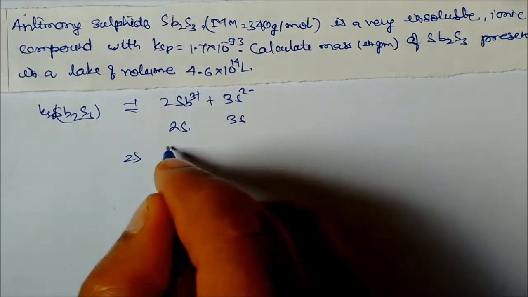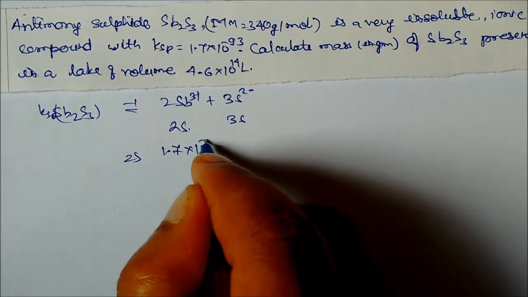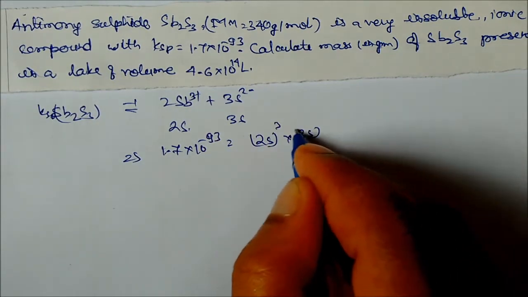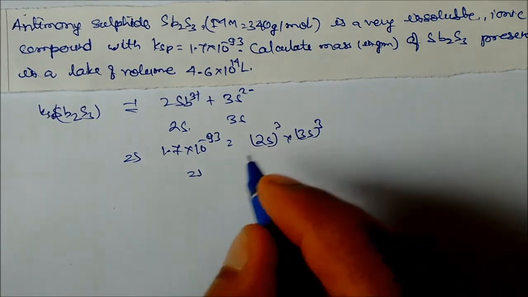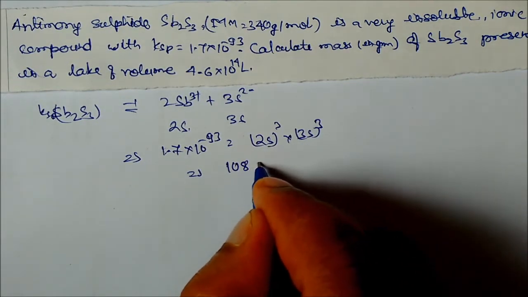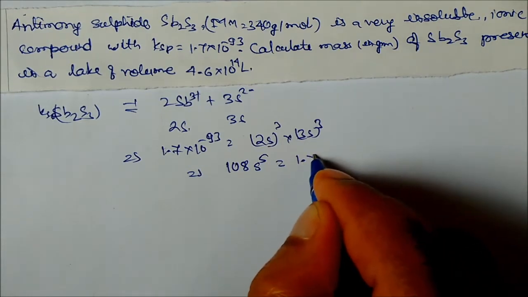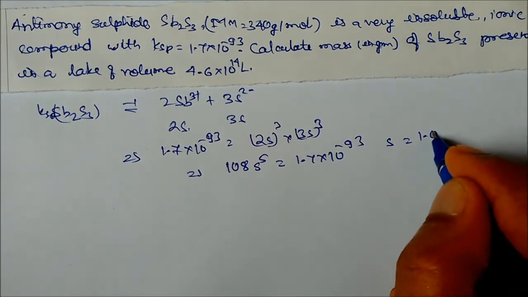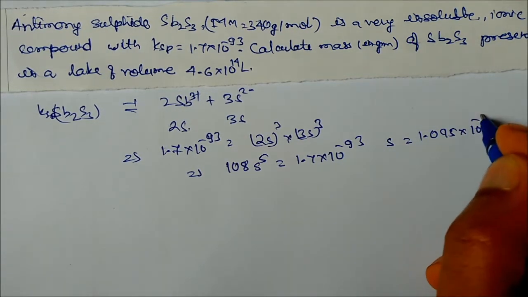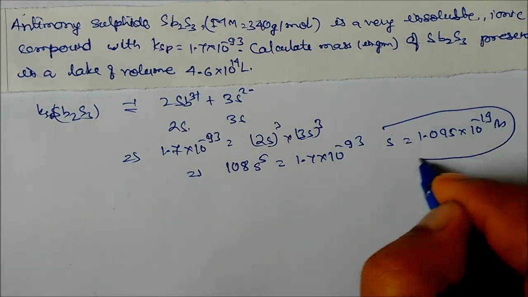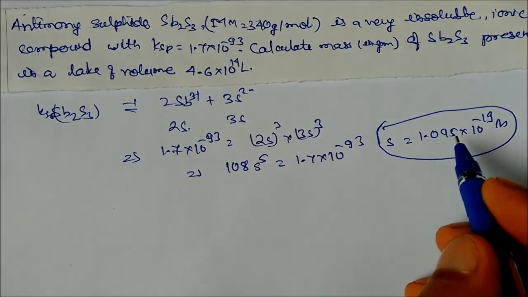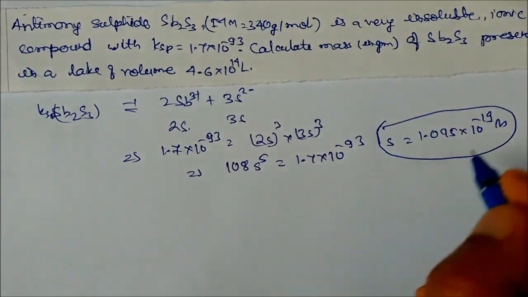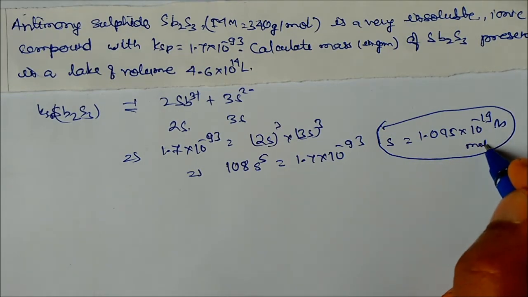So Ksp is given here as 1.7 into 10 to the power minus 93, equal to (2S) whole square times (3S) whole cube. Ultimately this will be 108 S^5 equal to 1.7 into 10 to the power minus 93. So ultimately I will get 1.95 into 10 to the power minus 19 molarity. This is the solubility, which means in 1 liter this many moles are soluble in water, so this is mole per liter.